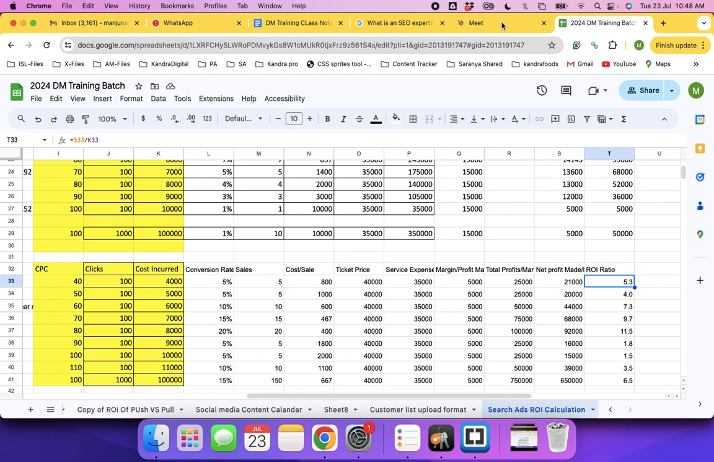See, sometimes the industry standard itself will be 2%, not 20%. So what are you making out of this? 0.3. And if by any chance your keyword is costing 100 rupees, you are gone. No profits. Industry standards will be something like that because of heavy competition.